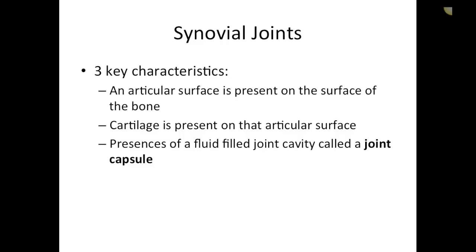They have an articular surface that's present on the surface of the bone, so it's present on the distal and proximal end of the bone. The cartilage is present on that articular surface, and there's a presence of a fluid-filled joint cavity called a joint capsule. Now, articular surface means the joint surface itself.